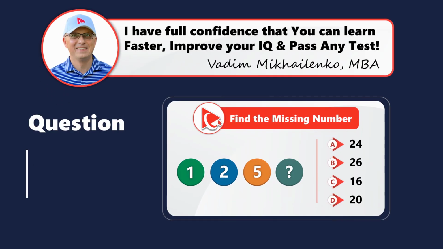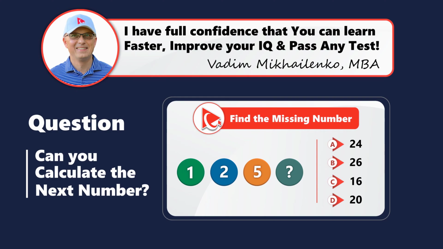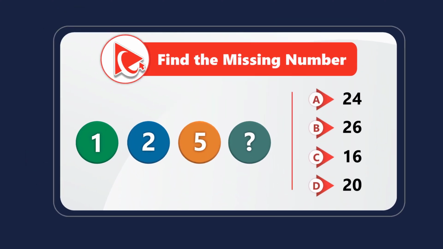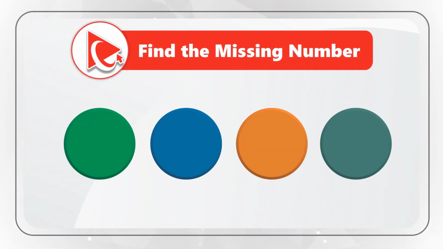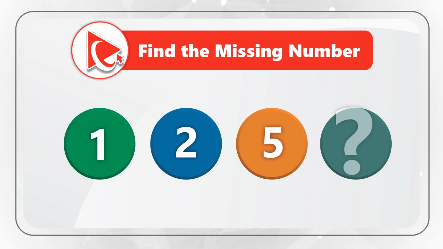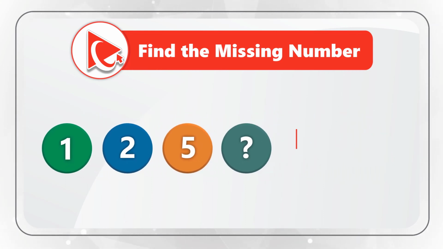Here's a very interesting question where you need to calculate the missing number. You're presented with 4 circles. Each circle is of a different color. The first circle has number 1 inside of it. Second circle has number 2. Third circle has number 5 inside. And last circle has the missing number represented by the question mark. You need to calculate and select final answer out of 4 possible choices.